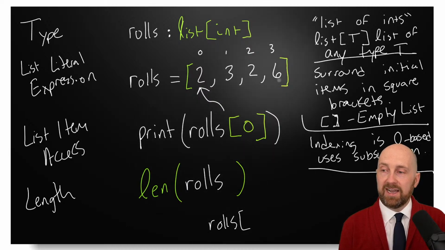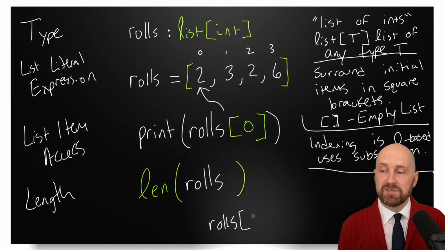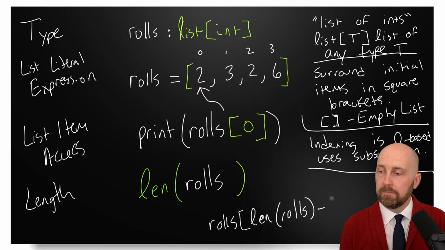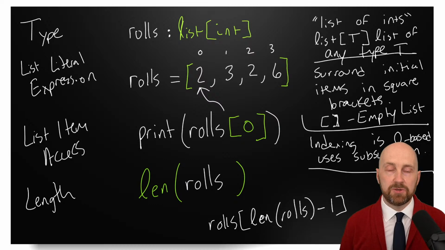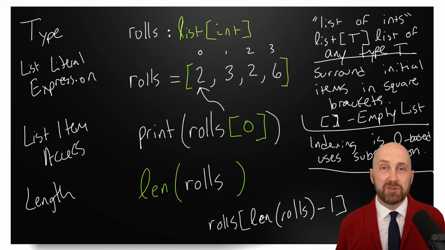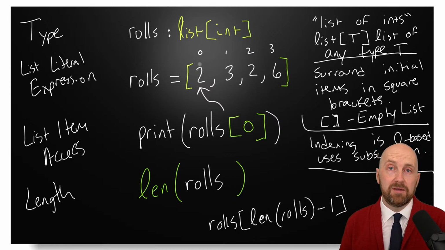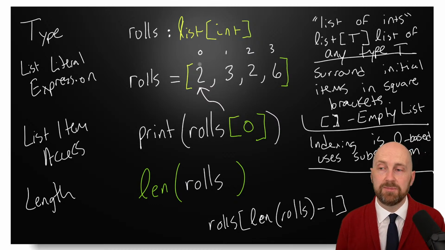So if we wanted to access the last item of the roles list, we would do the same thing as we did before, length of roles minus 1. Right? And again, using subscription notation. So you subtract 1 for the sort of odd reason that we start from 0, but we'll see why it's very convenient and handy to start from 0 when we talk about loops in just a moment.